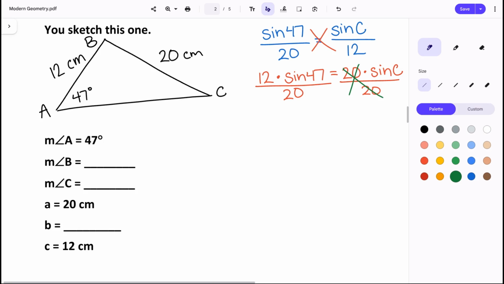Okay, you guys still all have calculators, yeah? So if you type in that left-hand side, 12 times sine of 47, and you divide it by 20, do you get a really weird decimal? Does it seem maybe kind of odd? What are we looking for here? We're looking for an angle. So you get this weird decimal. It's really small, and it doesn't make sense for it to be an angle measurement. What do we need to do to that to get the angle?